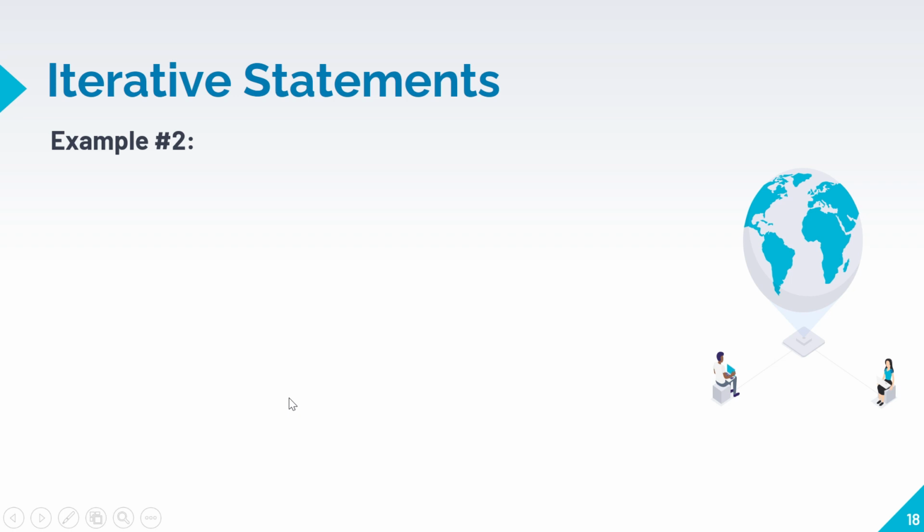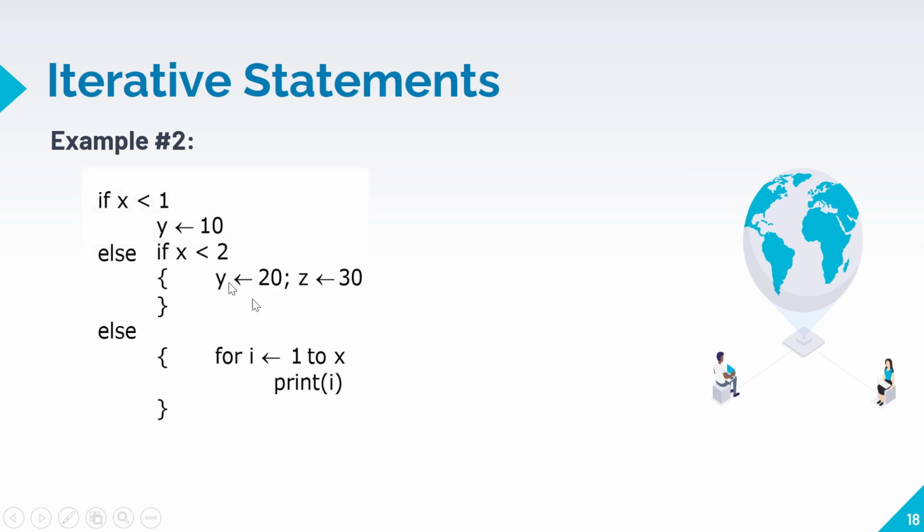Another example, we have the combination of conditional and iterative statements. If you notice, there are two conditions: x is less than 1 and x is less than 2. We have several statements. Let's first count those statements. For this one, y is equal to 10 is a simple statement counted as 1. The next is counted as 1 and another is counted as 1, so we have 2.